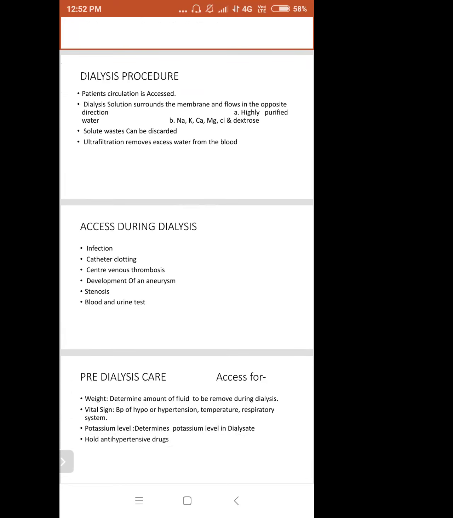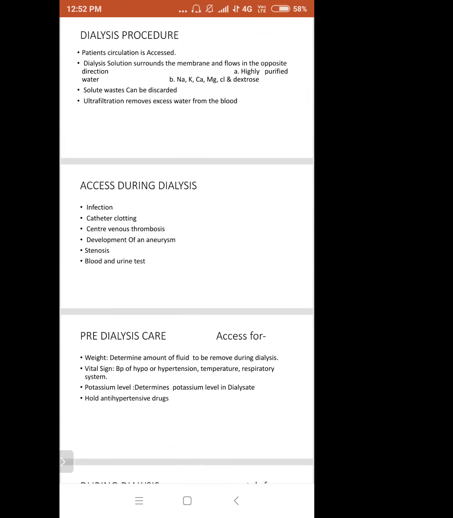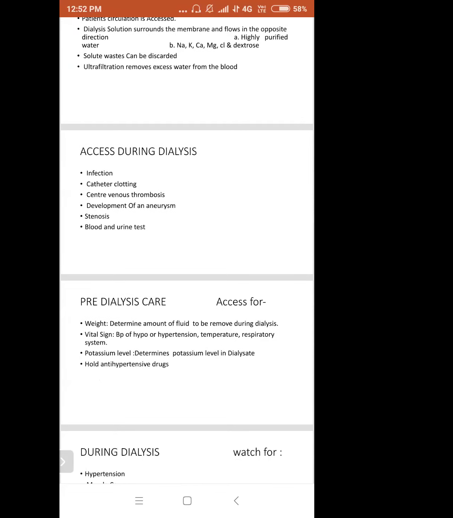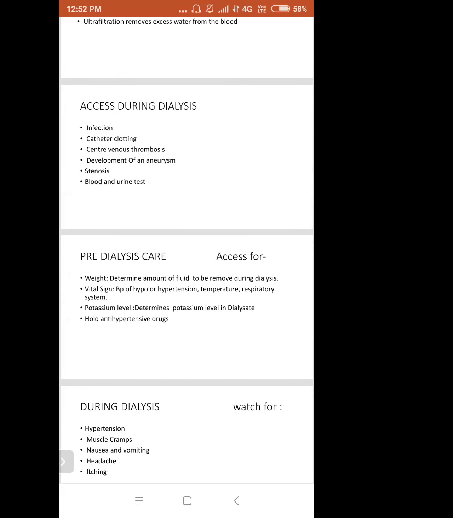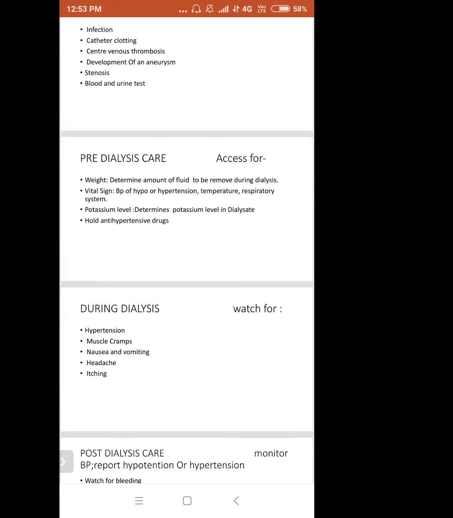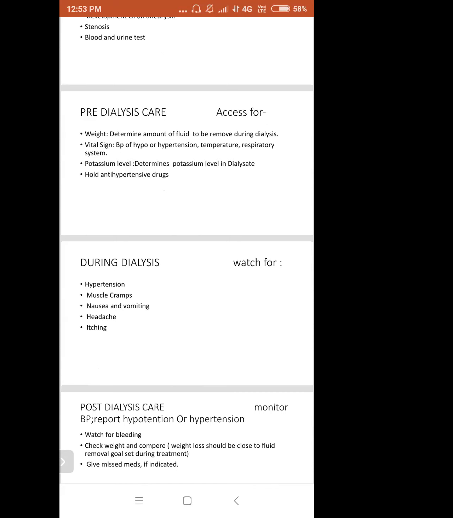Pre-dialysis care. Weight: determine the amount of fluid to be removed during dialysis. Vital signs: BP for hypotension and hypertension, temperature, respiratory system. Potassium level: determine potassium level before dialysis. Hold antihypertensive drugs, a type of drugs used to treat high blood pressure. During dialysis: hypertension, muscular cramps, nausea and vomiting, headache, itching.